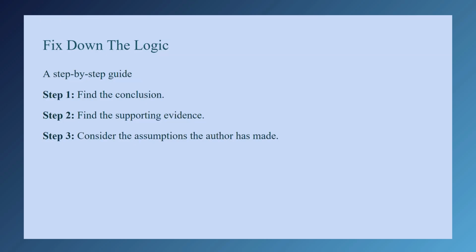And step 3, consider the assumptions the author has made in getting from their supporting evidence to their conclusion. What must be true for the argument to work? What are they clearly assuming? The more complex the logic, the more likely there are multiple layered assumptions. Once you have your breakdown, you're ready to test the implications of answers. Let's look at an example.